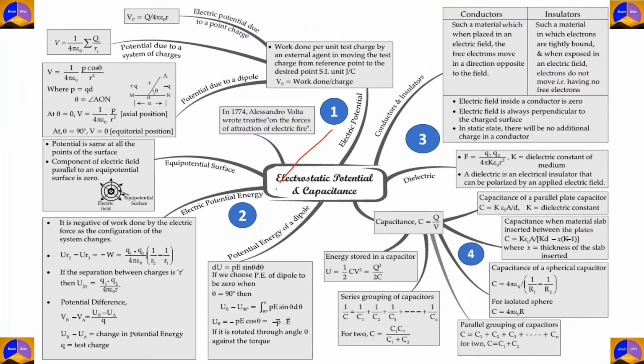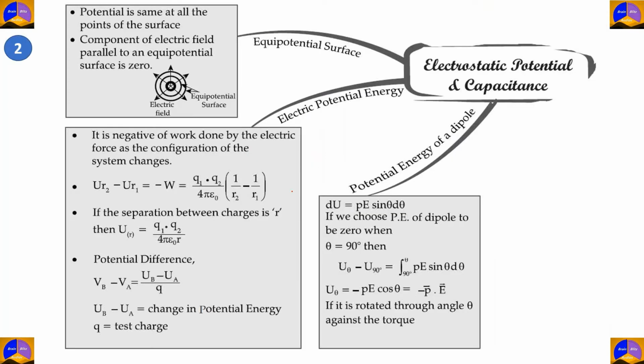From 1, we move on to 2. Now, an important topic in the study of electrostatic potential and capacitance is what is known as the equipotential surface. To better understand an equipotential surface, let's draw some figures.